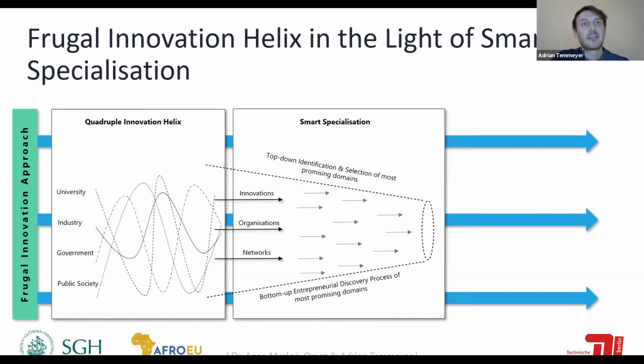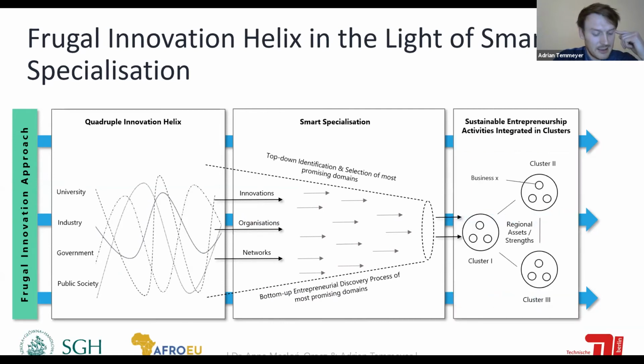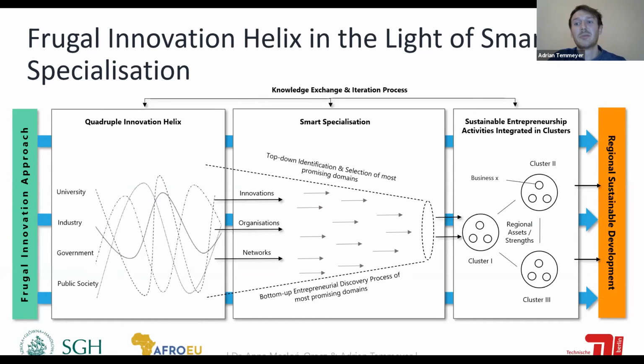And within this smart specialization, again, the developed innovations and networks are sorted by a bottom-up entrepreneurial discovery process to find these innovations and are selected by top-down identification and selection programs. In the end, the most promising ideas, innovations, networks, and organizations are built around the regional assets and strengths and are built into clusters, which are finally leading to, or hopefully leading to, regional sustainable development. So this framework is considered to transform the mentioned isolated, non-scalable entrepreneurial activities into integrated, scalable, and sustainable ones, and thereby to contribute to SDG 1 and 2.